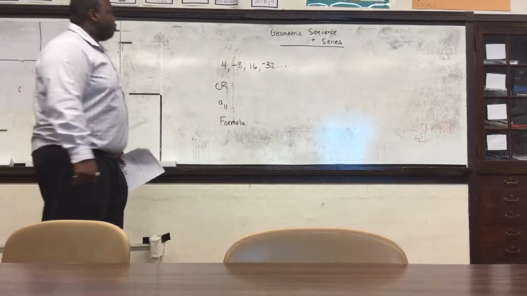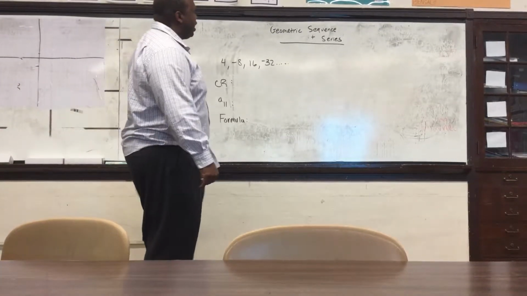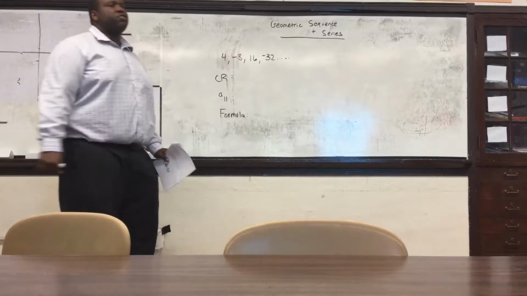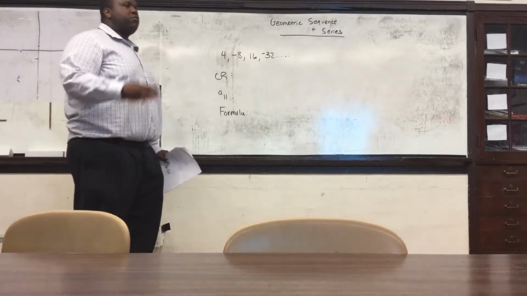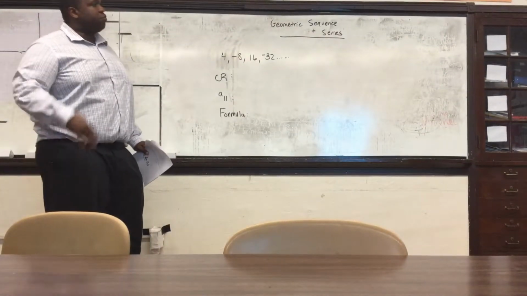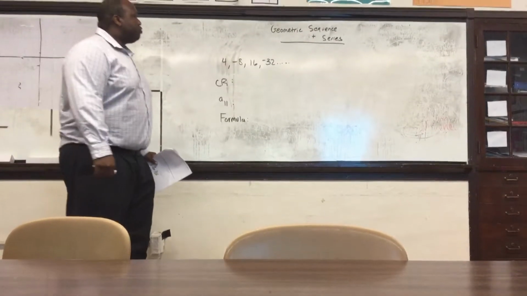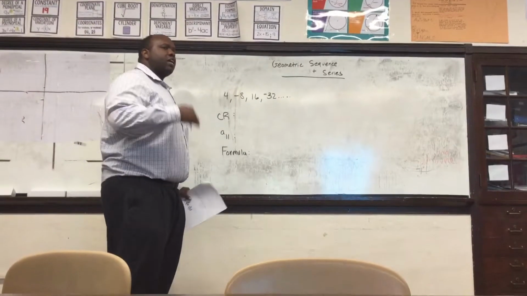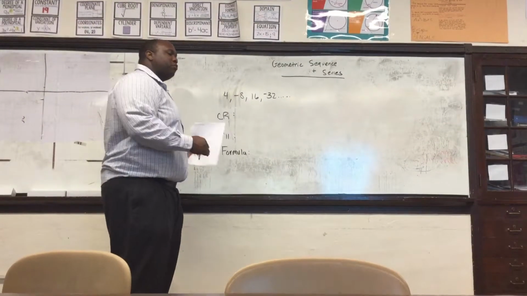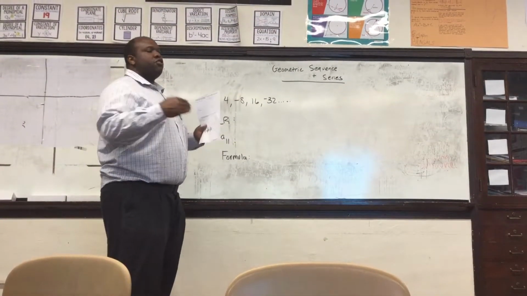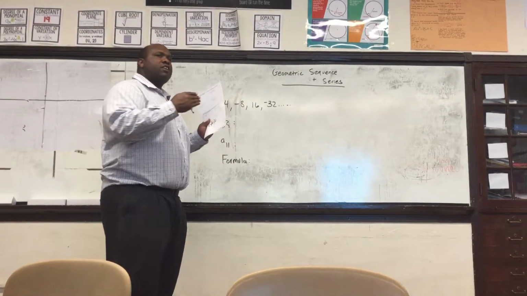All right. So next video we have is we're going to talk about geometric sequence and series. I'm going to do a geometric sequence, and then I'll have another video to show you how to do a geometric series. So the difference between geometric and arithmetic: arithmetic is add and subtract. Geometric is multiplication and division.